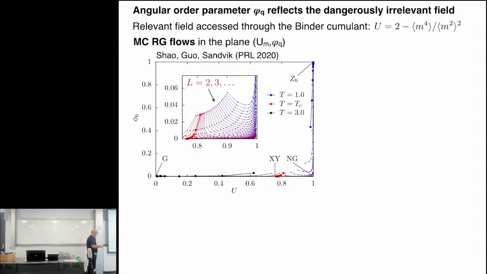We can make a sort of phenomenological RG diagram where we have the Binder cumulant on one axis. So then we know that we have points, this axis corresponding to fixed points, and then we can use this order parameter as the proxy for the field strength. It's not the field strength, but it's the effect of that. So then we can do different values of the temperature and follow how this goes with the system size.